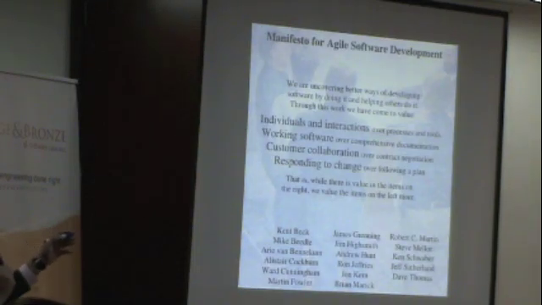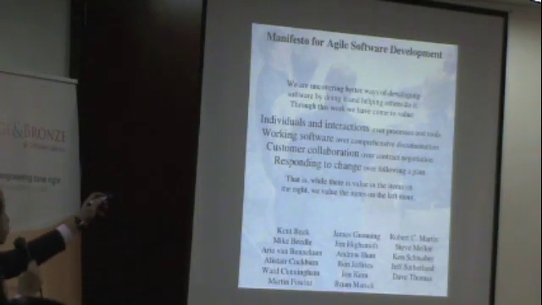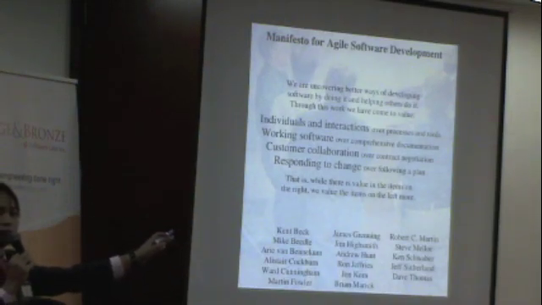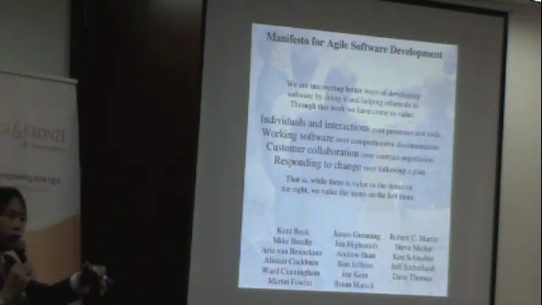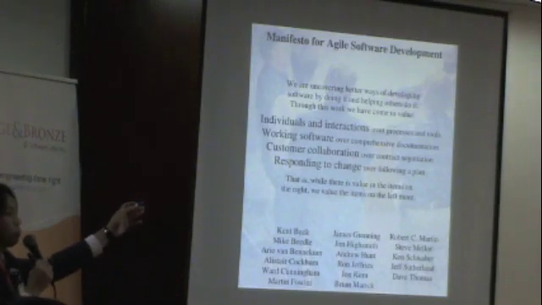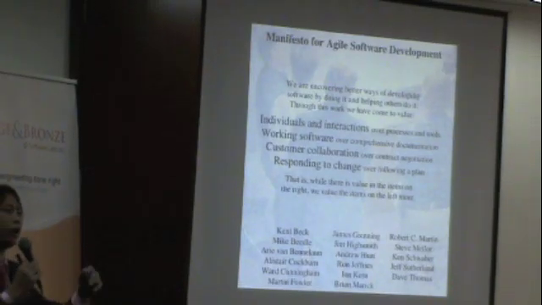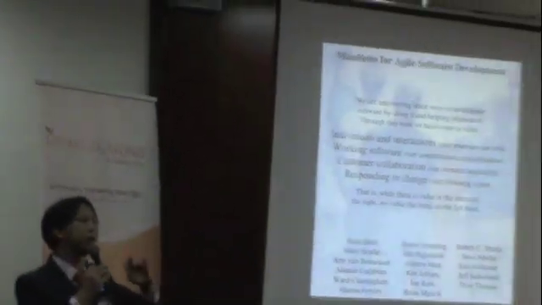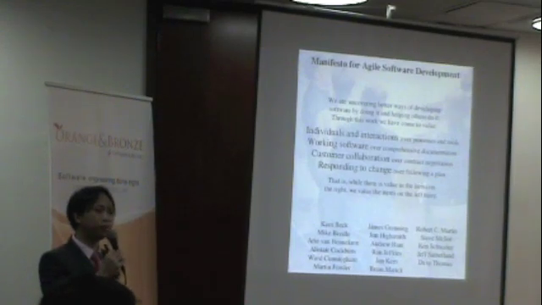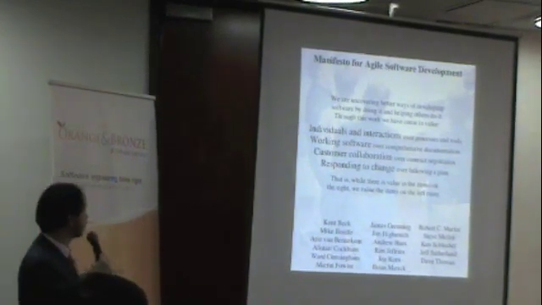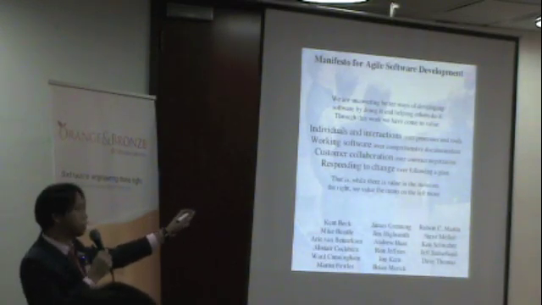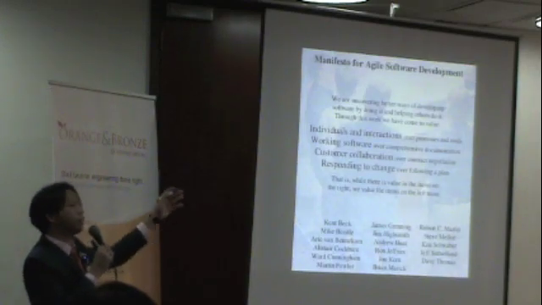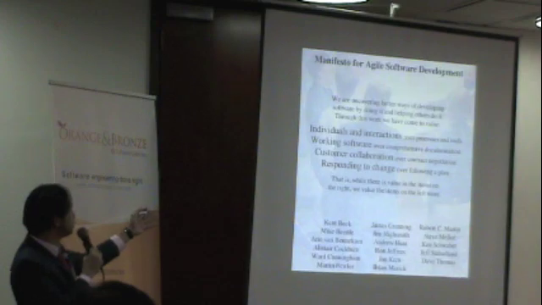Individuals and interactions over processes and tools. Meaning, if your processes and tools get in the way of individuals and interactions, get rid of them. What I want is high bandwidth conversations, people talking face to face, and if my processes, like protocols that you have to go through this before you go through that, are going to result in failure. Not to say that these are not important, okay? The processes and tools should facilitate the individuals and interactions.